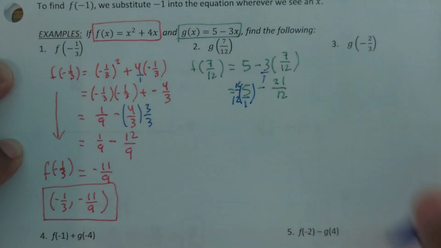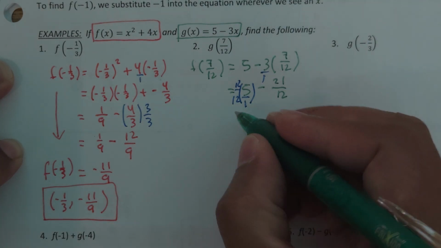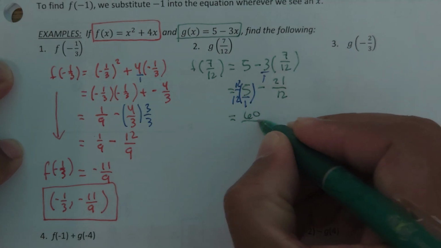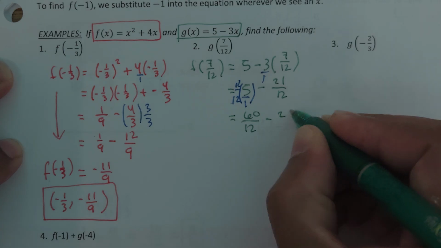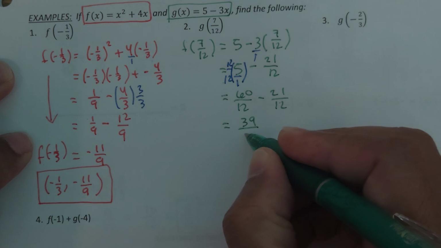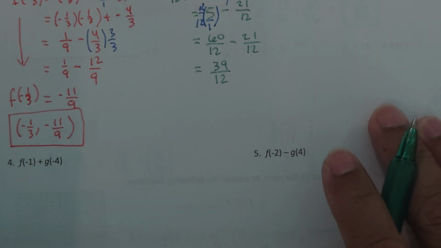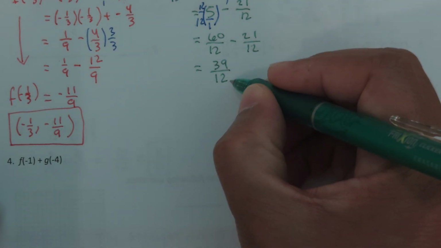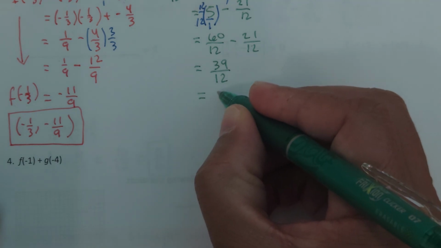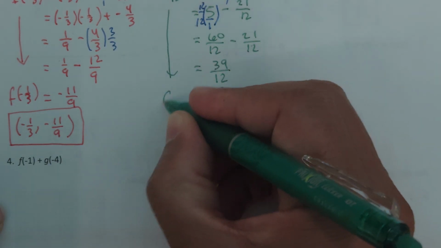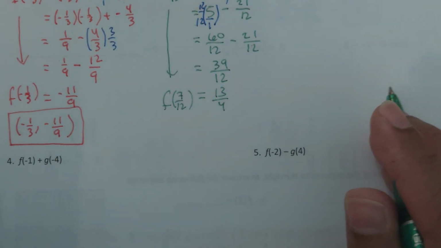And I'm writing small here, but I hope you follow what I'm doing. So multiply by 12 over 12. So we have also, instead of 1, we have a 12. Okay, so this was covered in the lessons from last week. So then 5 times 12 is 60. And 12 times 1 is 12, minus 21 over 12. 60 minus 21 is 39. So 39 over 12. Okay, now see if we can simplify this. So 3 goes into 39 13 times, and 3 goes into 12 4 times. So then this simplifies to 13 over 4. Okay, so then g of 7 over 12 is 13 over 4.